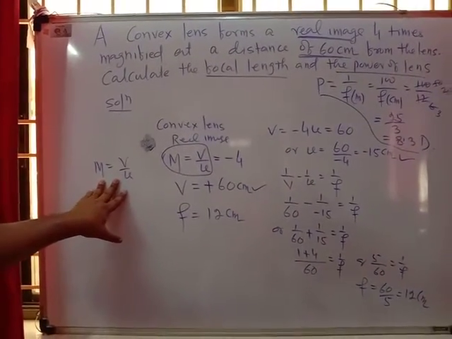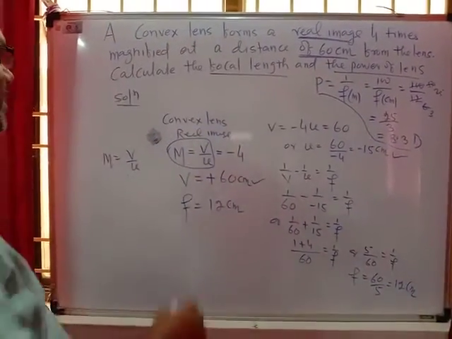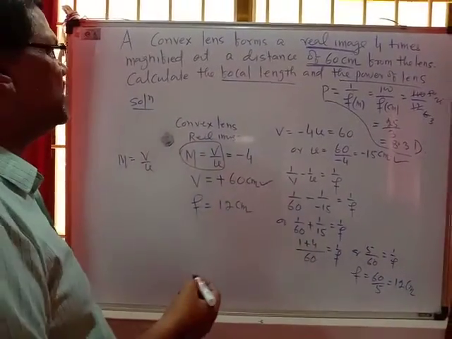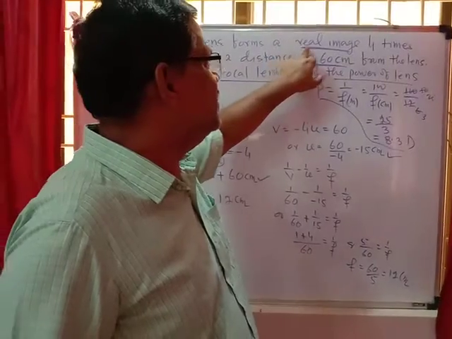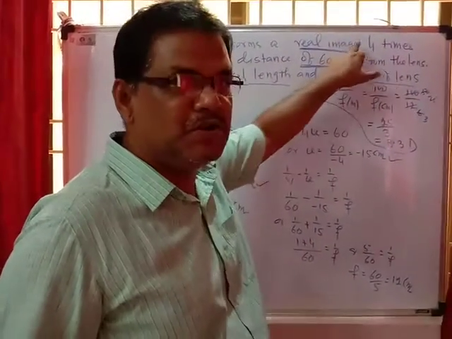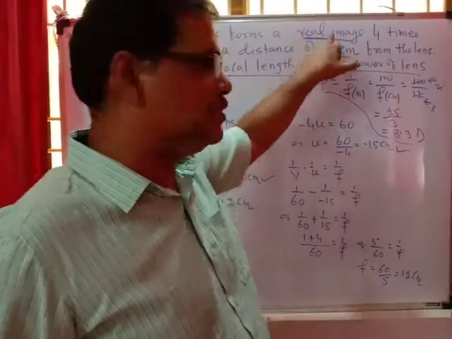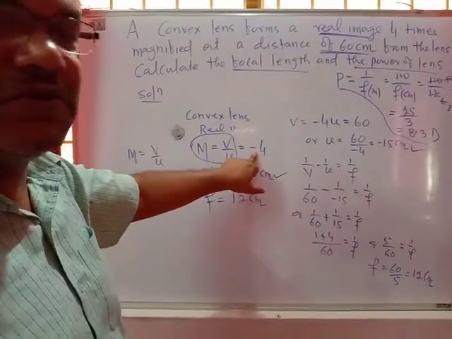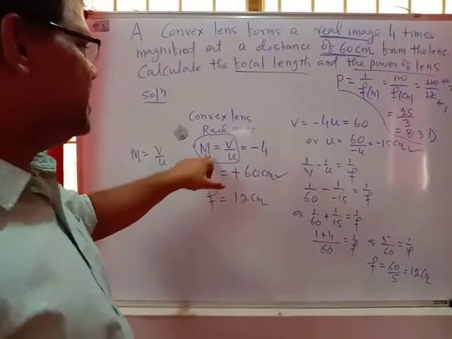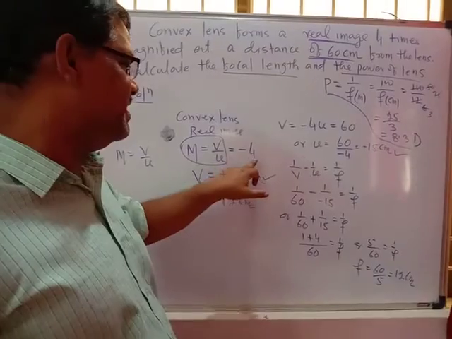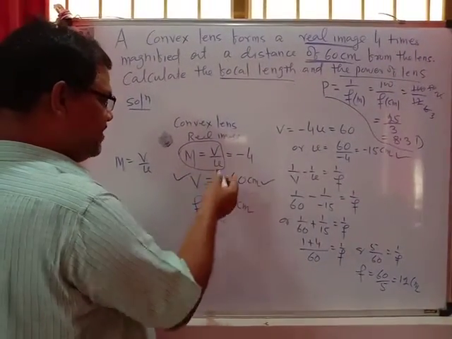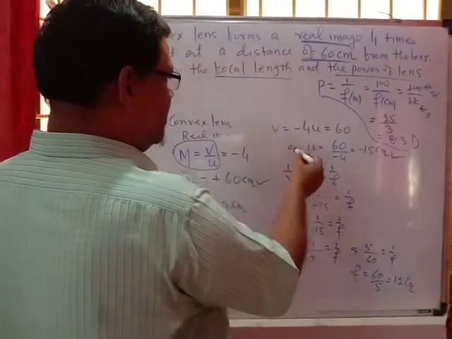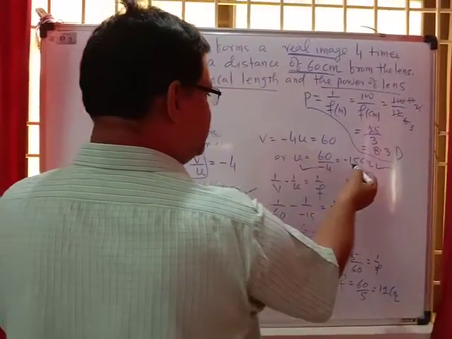If the image is real, then you put the minus. If the image is virtual, instead of that one, suppose a convex lens forms a virtual image 4 times. If the question is about the virtual image, that magnification minus 4 should be plus 4. So M equal to V upon U is equal to minus 4, and V you already know, and from here you can calculate the U, simply minus 15 centimeter.